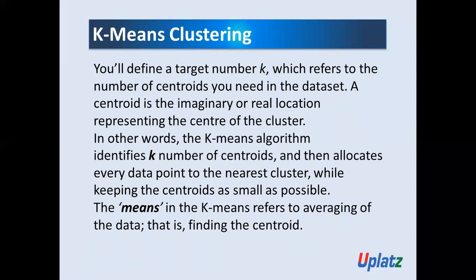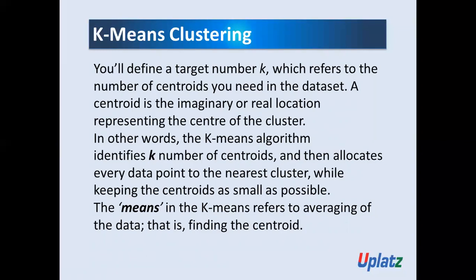In other words, the k-means algorithm identifies the K number of centroids and then allocates every data point to the nearest cluster while keeping the centroids as small as possible.